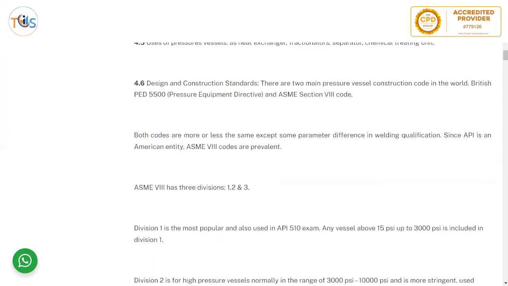Design and construction standards. Two main pressure vessel construction codes are normally in use: the American ASME Section 8 code and the British PD 5500. Both codes are more or less the same, except for some parameter differences in material qualification. Since API is an American entity, ASME section codes are prevalent.